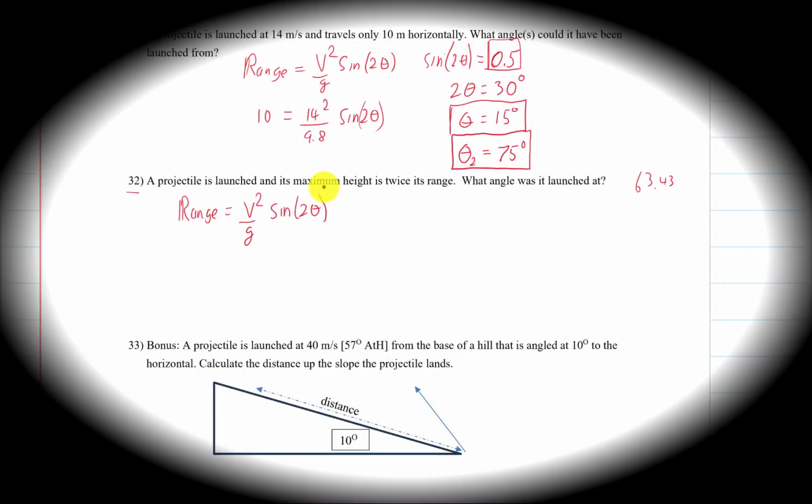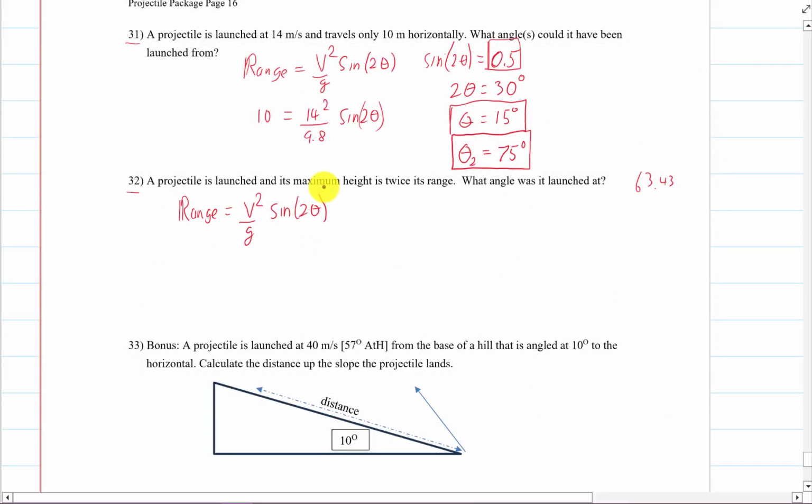Now we have to find out how high it goes. Well, if it's launched at an angle, how high it goes is totally determined by this v sine theta, because that's its initial vertical speed. And if the initial vertical speed is v sine theta, how high does it go?